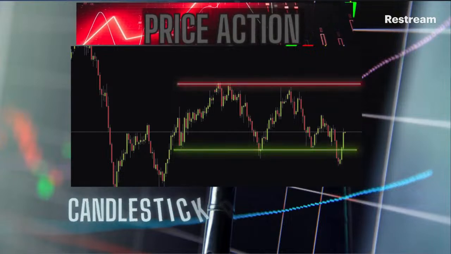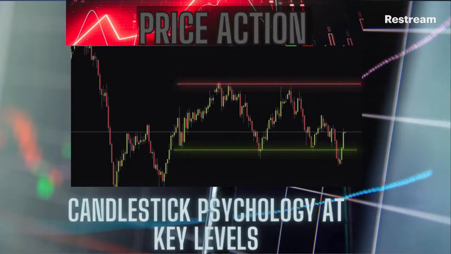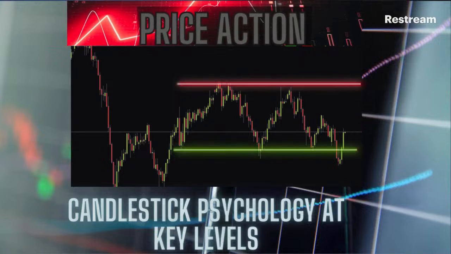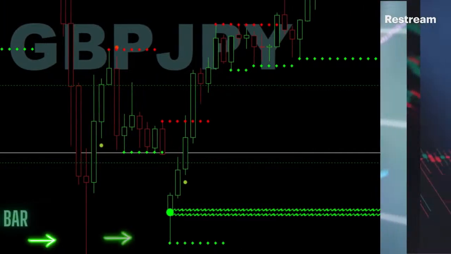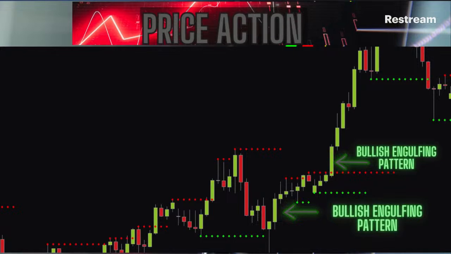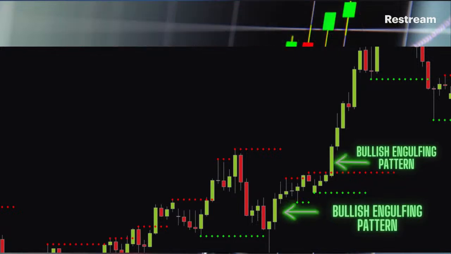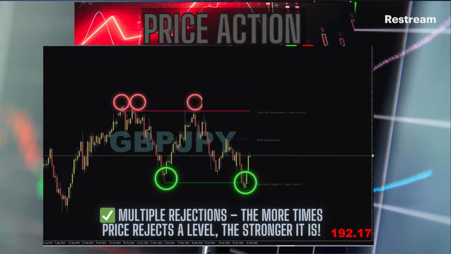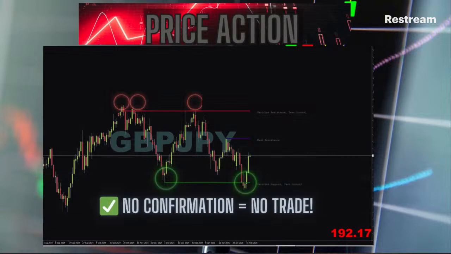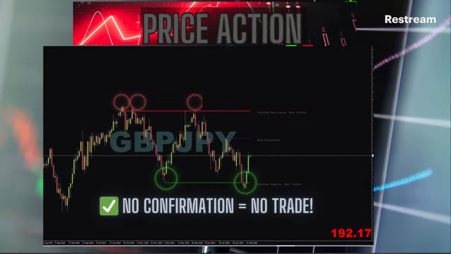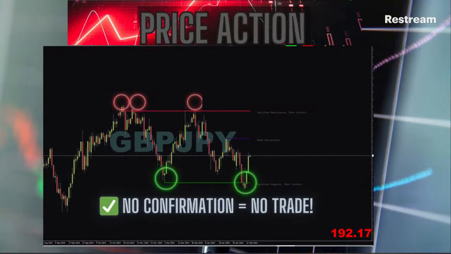Part 4. Candlestick psychology at key levels. Price action tells you everything if you know what to look for. Before entering a trade at support or resistance, check for these confirmations. Pin bars and long wicks. The market tried to break, but failed. Engulfing candles, a strong reversal signal. Multiple rejections. The more times price rejects a level, the stronger it is. No confirmation, no trade. Never blindly buy at support or sell at resistance.